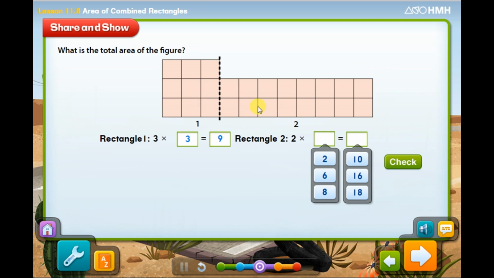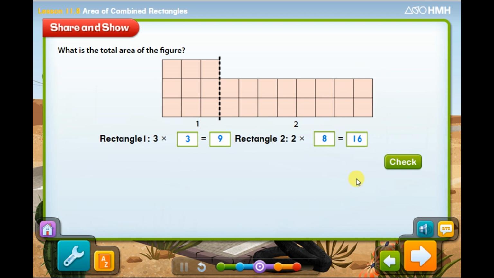Now let's see the area of this shape. How many rows? 1, 2 rows. So it's 2 already. By number in each row, how many tiles in each row? 1, 2, 3, 4, 5, 6, 7, 8. So it is 8. Now say timetable 8 or timetable 2. So timetable 2, count by 2 until the answer will be 16. So let me check.